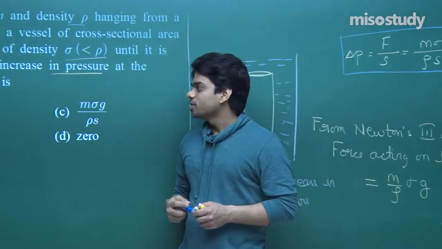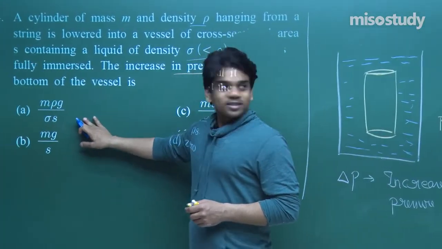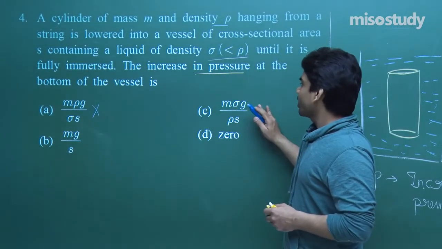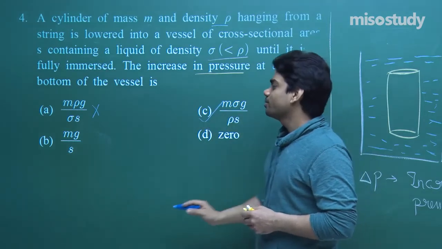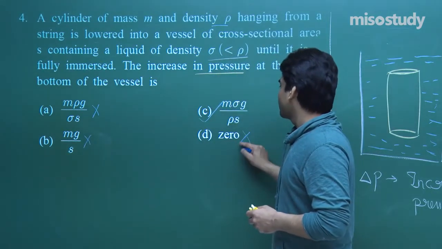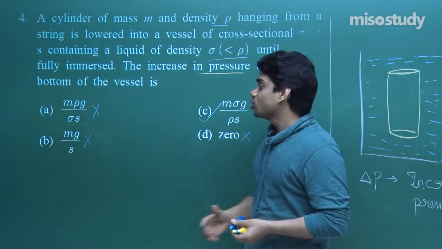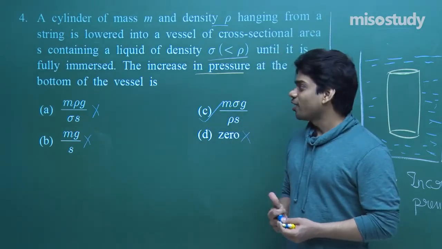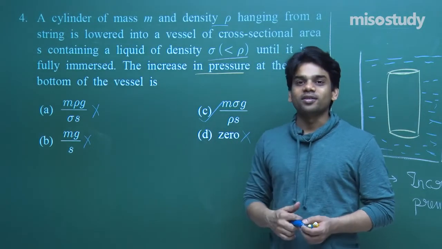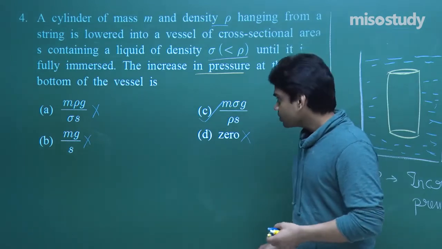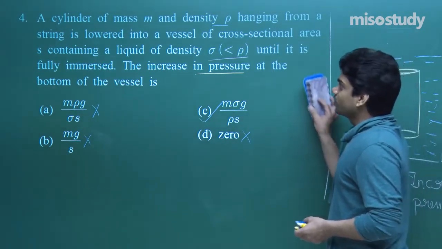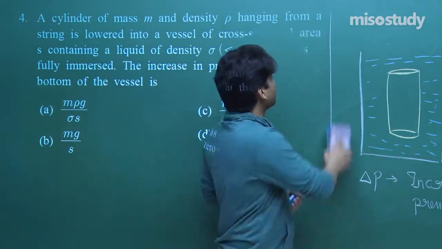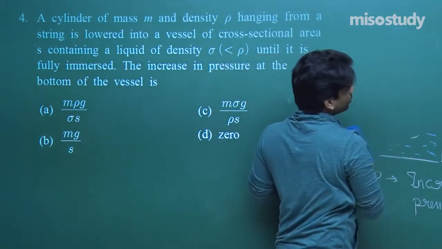Let's comment on the options. M sigma G by rho S, and here we have m rho G by sigma S, so incorrect. And here we have m sigma G by rho S, C option is correct, mg by S incorrect, 0 is incorrect. Sometimes you may be thinking that mg by S will be the answer. It's force upon area, mg by S, but no, you have to think accordingly. This is the answer as we proceeded, m sigma G by rho S. Hope that you have got to know. Very good question, and this would let you understand a different kind of concept that can be used in this chapter.